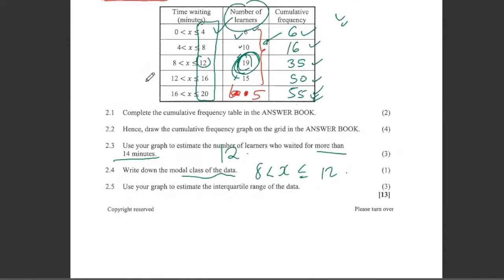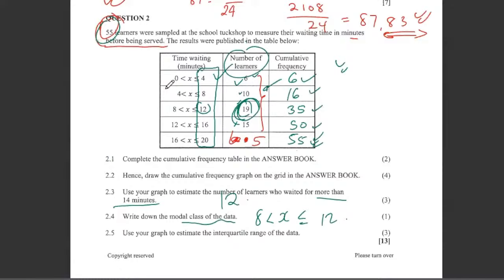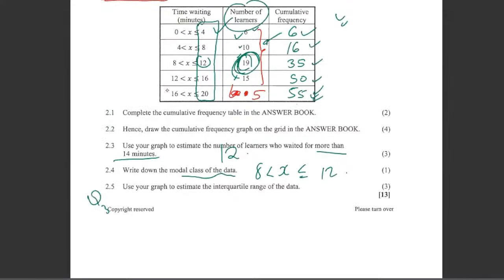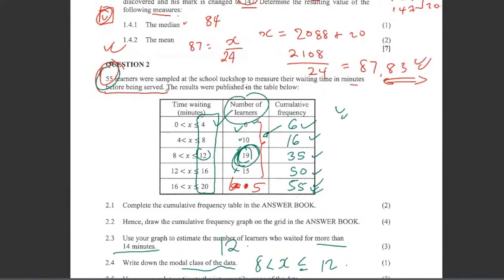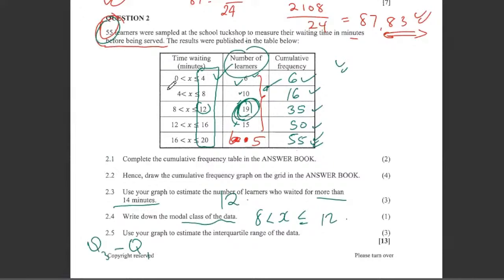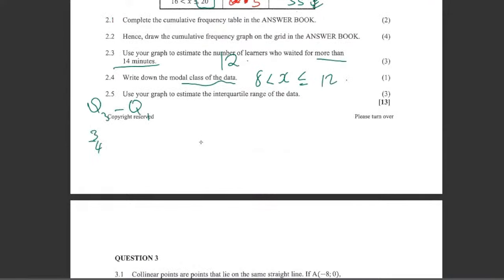Then use your graph to estimate the interquartile range. So for us to get the interquartile range, remember, you get the Q3 minus the Q1. So we need to find what is our Q3. Q3, we know that that is 75% or 3/4. So what is 3/4? That's 0.75 times 56, which is going to be a 42. Okay, so for me to get the position, I'm saying 3/4 of n plus 1. Remember, my n is 55. So 3/4 of 56, we're getting a 42.